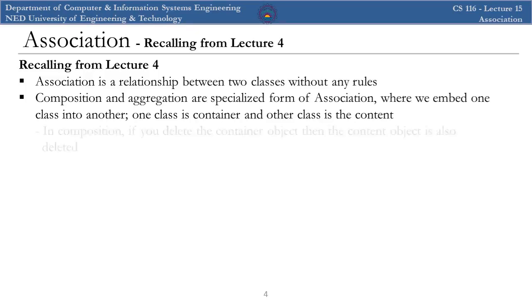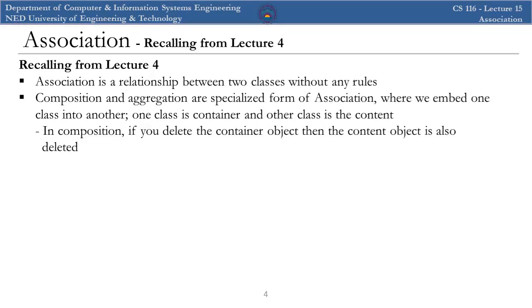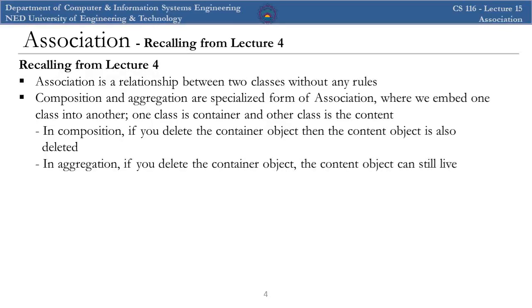the content class. So in composition, if you delete the container object, the content object is also deleted, right? Whereas in aggregation, if you delete the container object, the content object still lives. Or in other words, in composition, the embedded object cannot live meaningfully without the container object. Whereas in aggregation, both are separate entities. We are making one entity part of another entity, but they both can exist independently as well. So we can say aggregation is a weaker form of composition. Association is the weakest because it is without any rules, then we come to aggregation, and then composition is the strongest relationship.